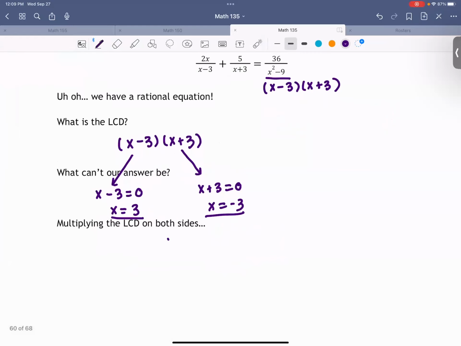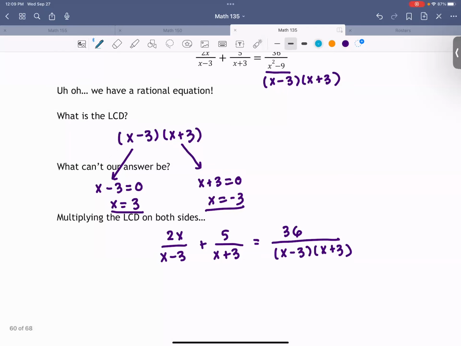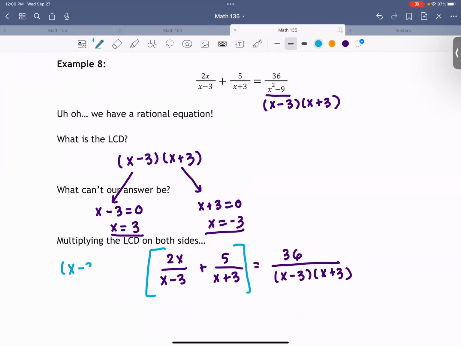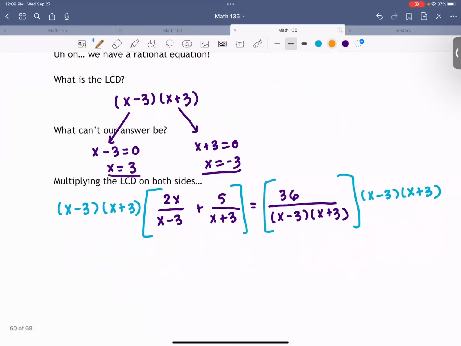So I'm going to rewrite my equation here. 2x over x minus 3 plus 5 over x plus 3 equals 36. Instead of writing the denominator like x squared minus 9, I'm going to factor it out like I did above. So I'm not writing it like how the question is asking it, just because it's going to make it easier when I cross things out. Just like Evan said, I'm going to multiply both sides by the LCD. So the left-hand side is going to be multiplied by x minus 3, x plus 3. The right-hand side is also going to be multiplied by the same thing. Okay. And any ideas on the next step?